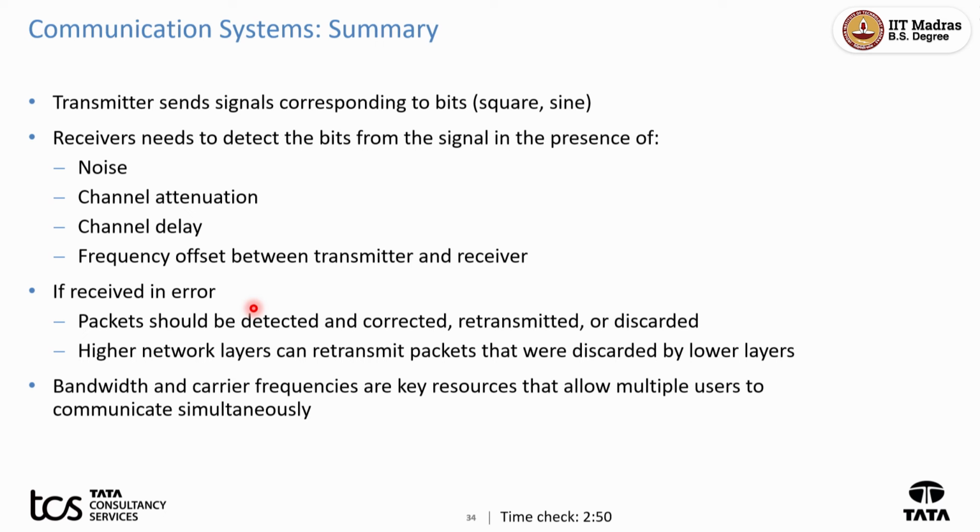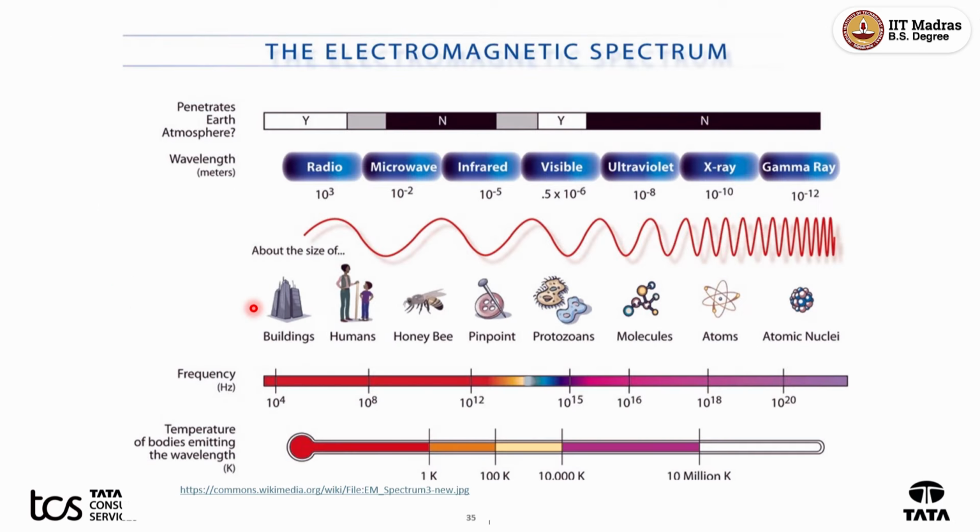So, bandwidth and carrier frequencies are key resources that allow multiple users to connect simultaneously, and that allows us to come to wireless communication.